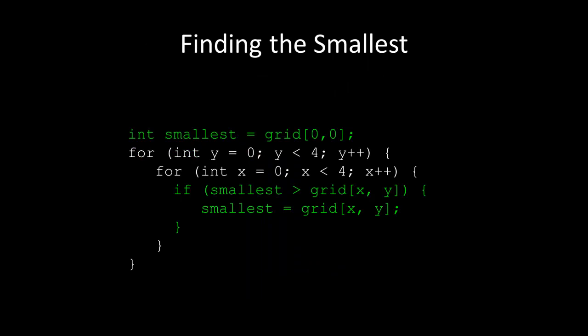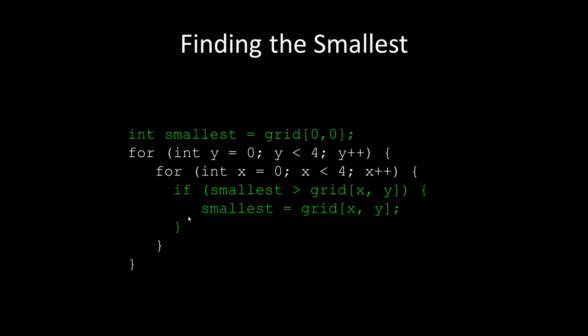Just like 1D arrays, there's a lot of common operations that we would want to do with 2D arrays. For example, we might want to find the smallest element inside this 2D array. If we look at this code here, you can see that I've declared a variable called int smallest and assigned it to be grid 0, 0. It could actually be any arbitrary cell within the 2D array.